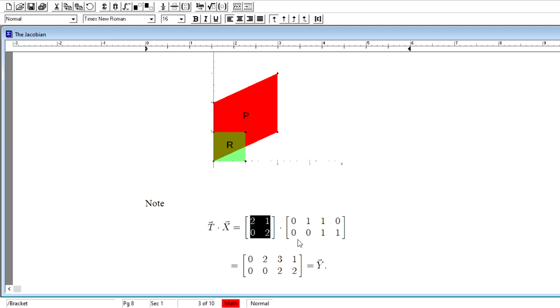Oh, I ought to be careful here. 2, 0. Hold on, I have my matrices back here. I have my illustration backwards. Let me fix this real quick.